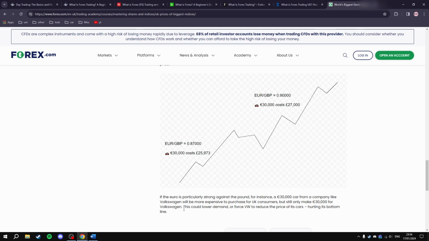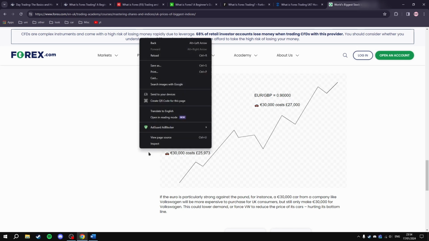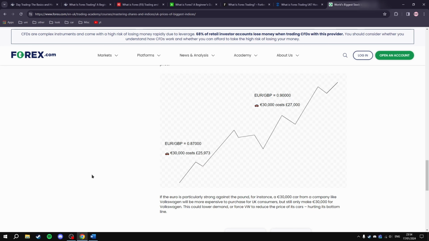If the euro is particularly strong against the pound, for example, so that's... Oh no, it's that, sorry, that should be strong, because you need 0.9 of GBP to buy €1, so you would need more GBP to buy €1 than that, so this one is stronger than that one.